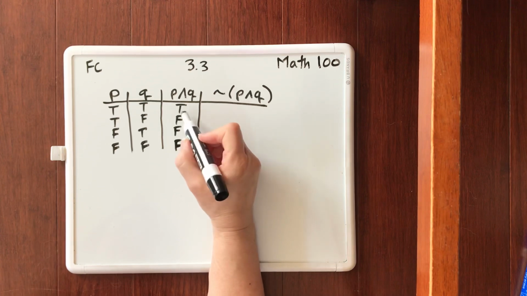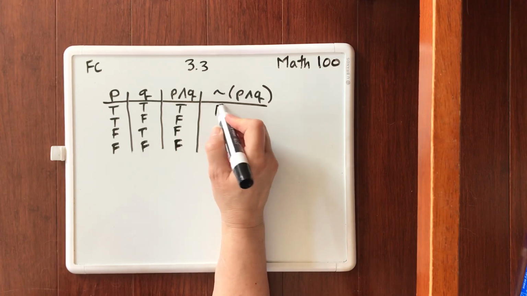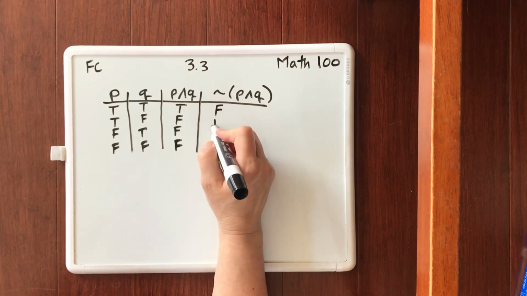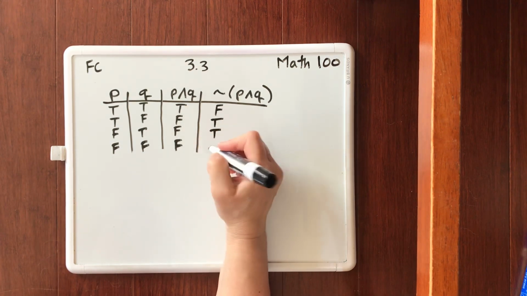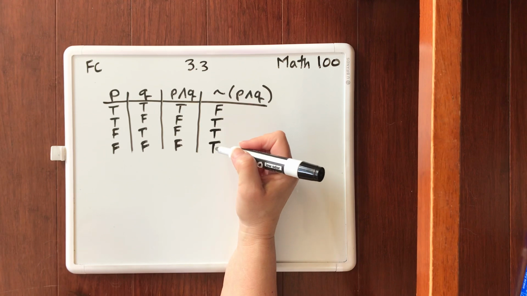Okay, now for this not, all we do is we take this row and we do the opposite, the negation. So if this is true, this must be false. If this is false, this must be true. If this is false, this must be true. And if this is false, this must be true.